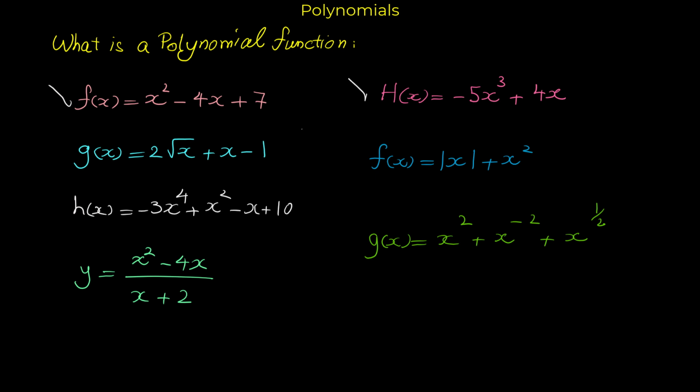What do you think about g of x? Is it a polynomial function or not? No, it's not a polynomial function. And the reason is that here we have x with the power of 1/2, because radical x or square root of x is x to the 1/2. But as we said, in the equation of a polynomial function, we have to have only x with positive powers, and the powers should be integer, not a number like 1/2. So this is not a polynomial function.